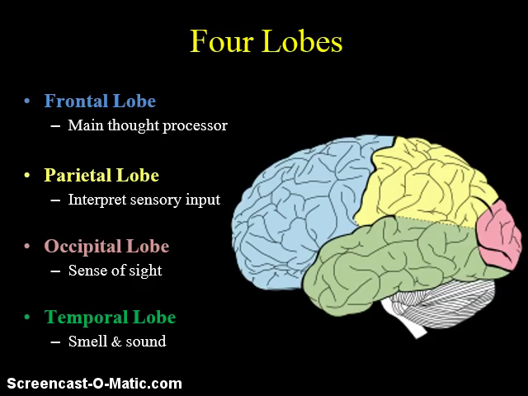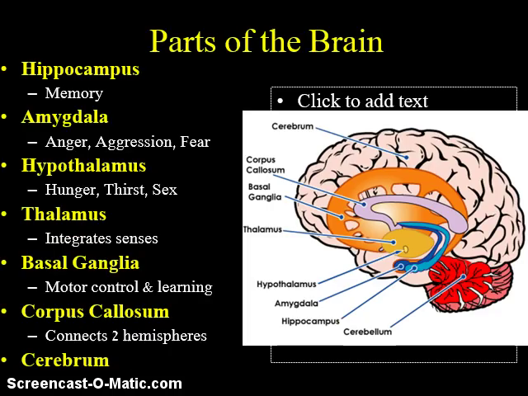This is going to primarily help interpret smell and sound, and it has some other functions as well, but for the sake of this class, if you can link temporal lobe with smell and sound, you know everything you need to know. And then there's several structures that I have here.